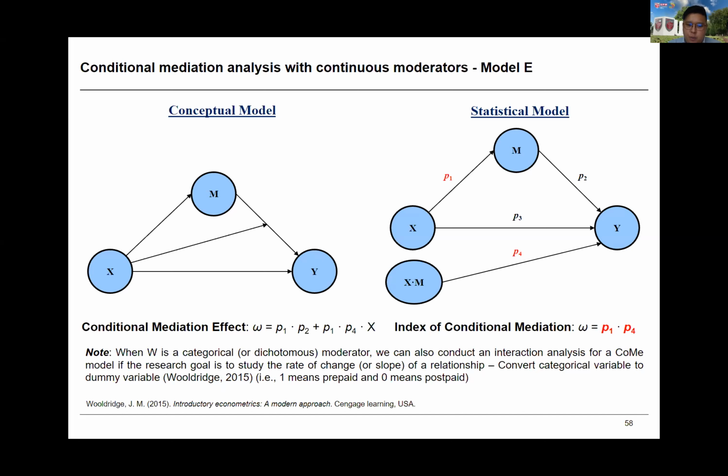Please take note that if one would use a categorical or dichotomous moderator, you still can run this interaction approach or interaction analysis for a conditional mediation model, especially if your goal is to study the rate of change in a relationship. This can be done by coding the categorical variable into a dummy variable. For example, if you have two nominal categories, prepaid and postpaid, 1 will represent prepaid and 0 will represent the reference group. Then you can compare the effect.